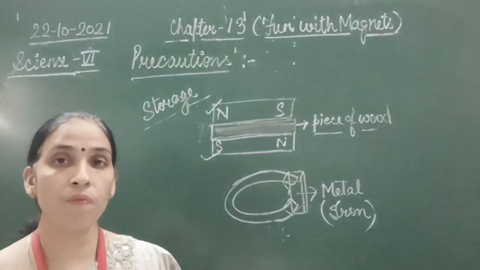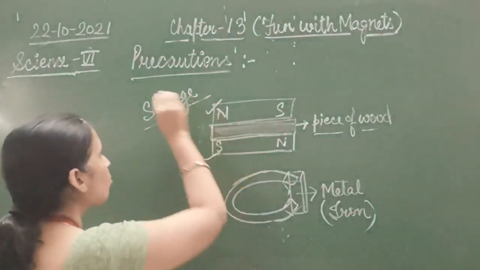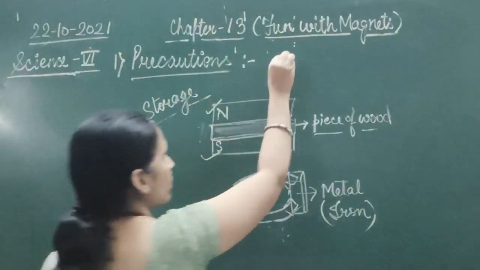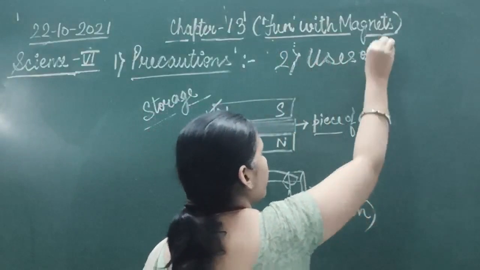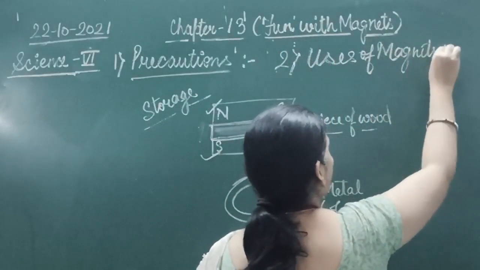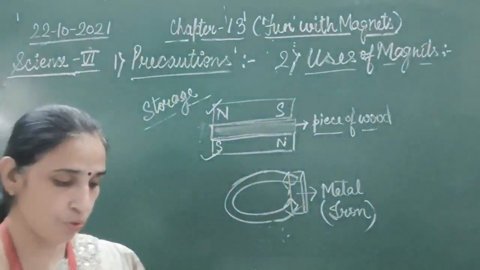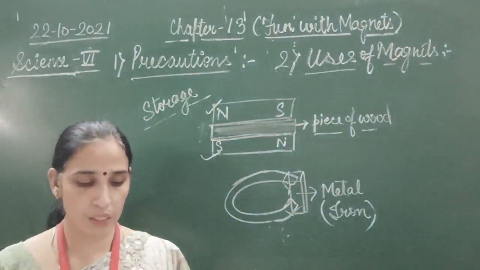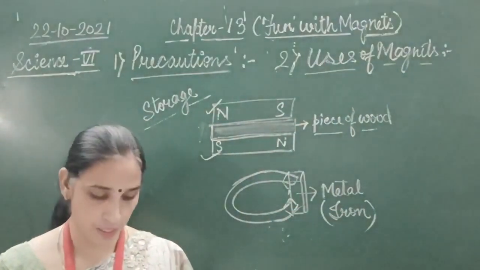So uses of magnets, that is again an important topic, precaution, and uses, two topics which are very important. Number 2, uses of magnets. So all these are uses, magnets are used in magnetic separation also. Then magnets are used to separate iron and steel objects from other waste material.